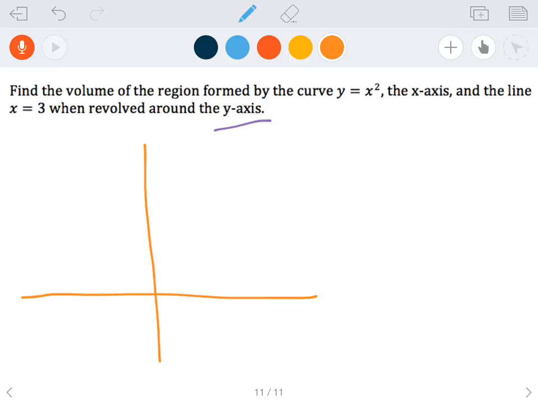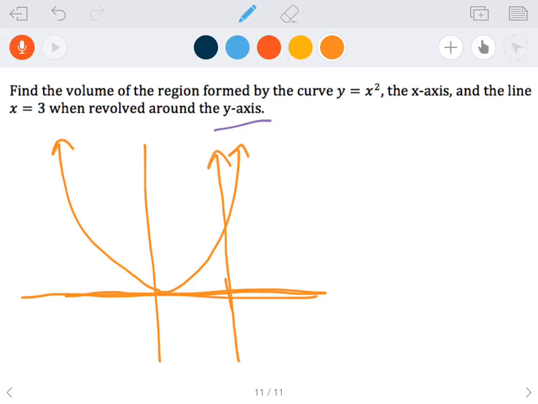So it says by the curve y equals x squared, the x-axis, which is here, and the line x equals 3. I'm just going to pick a region there. So that space that's enclosed is here. And I want to revolve this around the y-axis.